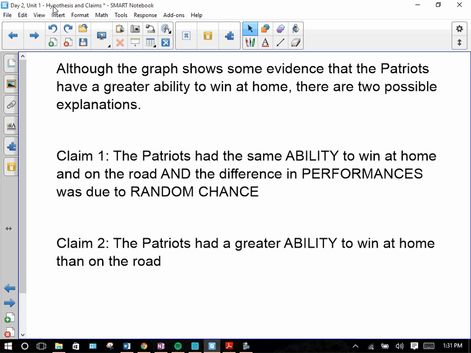And you're going to see these two claims pop back up later in the notes, written a little bit differently, and you're going to have to write them again. What I need you to understand is this. The first claim is saying that their ability is the same, and that the difference in performances is due to random chance. The second claim is saying that the difference in their performances is due to a change in ability, in this case, that their ability is greater at home than on the road. So now we're going to talk a little bit about how to write these claims.